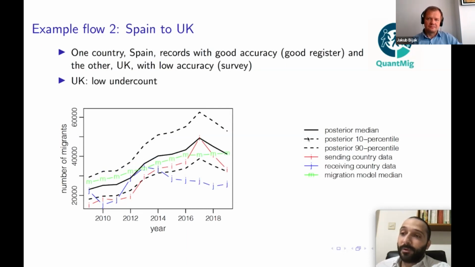The next example is a flow from Spain to UK, where both countries report data, but one country, Spain, records with good accuracy, with a good register, while the other, UK, with low accuracy, as it uses a survey. Both are low undercount countries. Therefore, there are relatively small corrections for undercount, while the model gives more weight to trends in the Spanish data compared to the UK data.